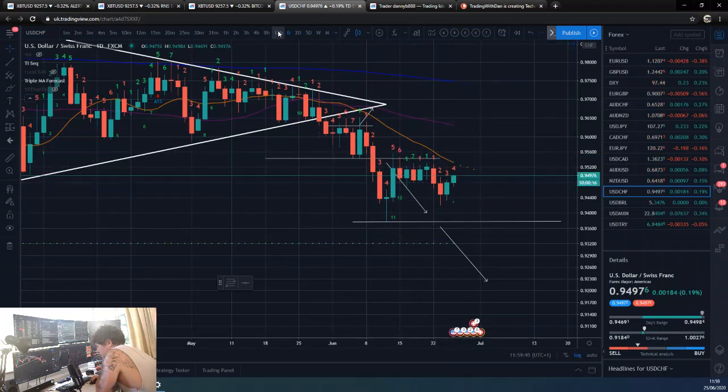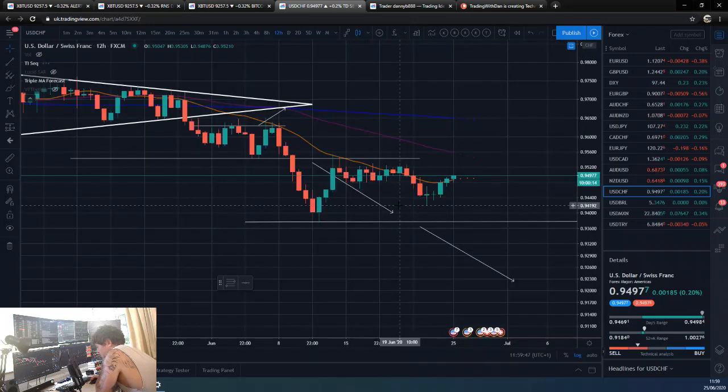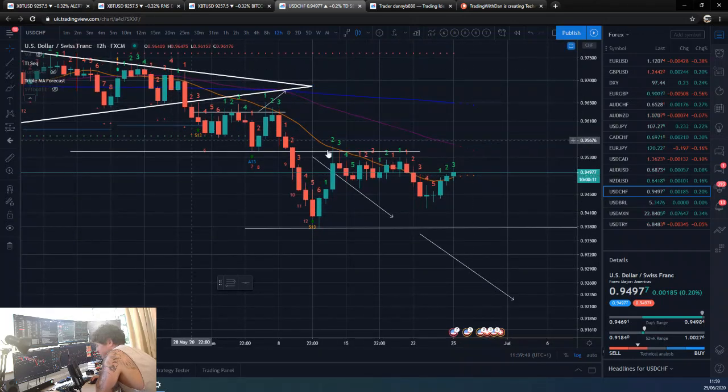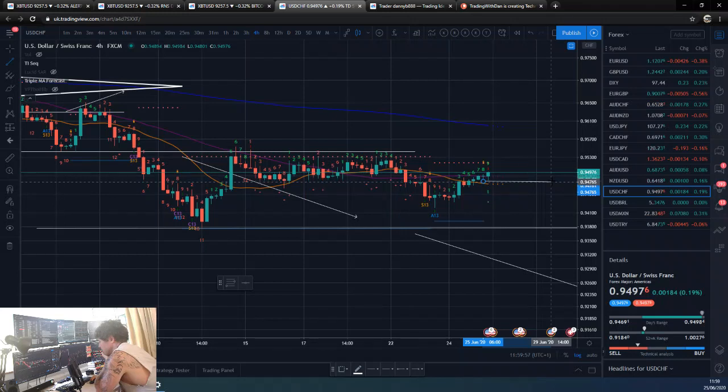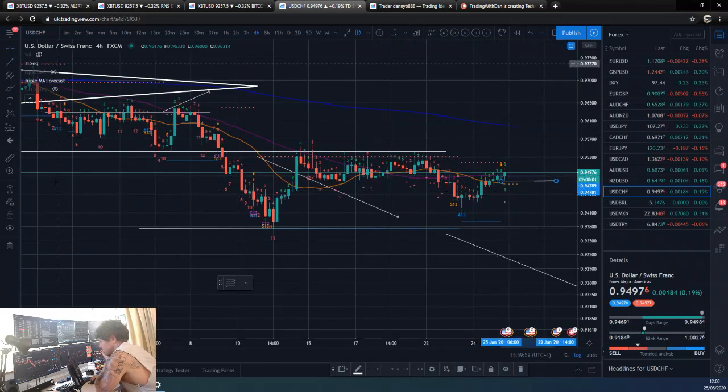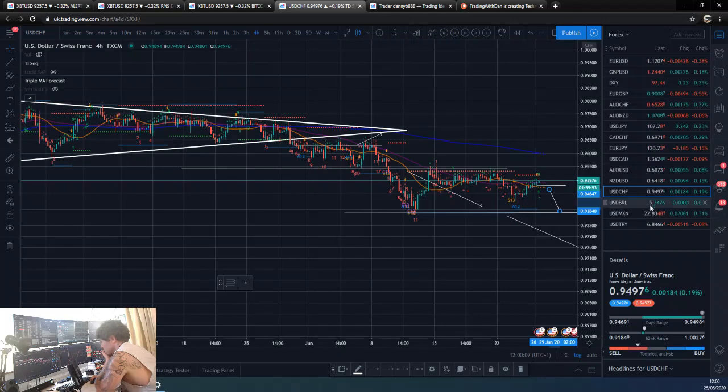Rejected, having another little bounce, but I spied the 4 hour 9. So really the trade now is to sell below here, for a move at least down to here. Initially target there, clearly, but this could end up coming quite a bit lower. So we'll keep an eye on that one.